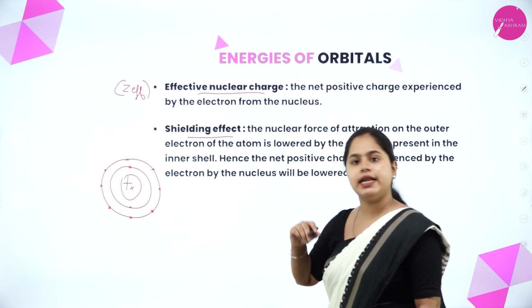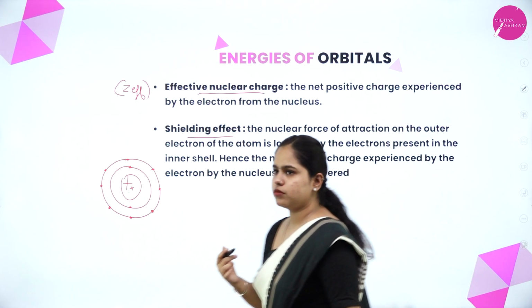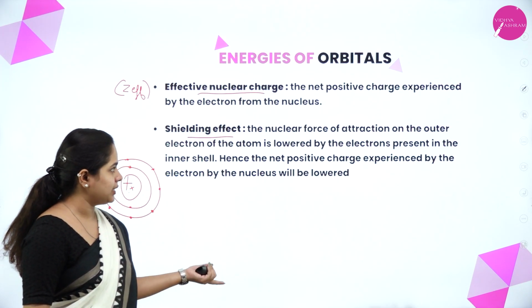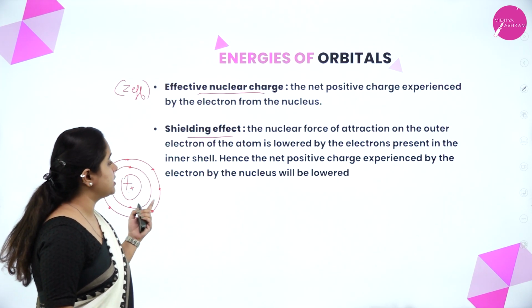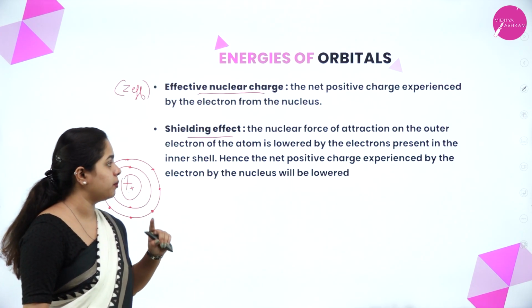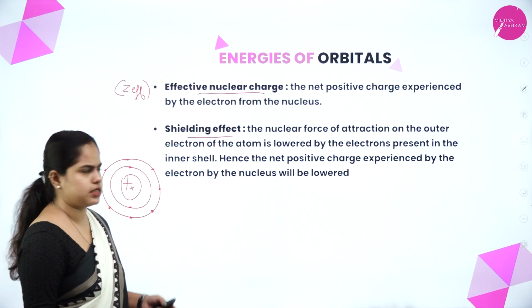Now moving on to shielding effect. What is shielding effect? The nuclear force of attraction on the outer electron of the atom is lowered by the electrons present in the inner shell. Hence, the net positive charge experienced by the electron from the nucleus will be lowered. So, what is the sentence?